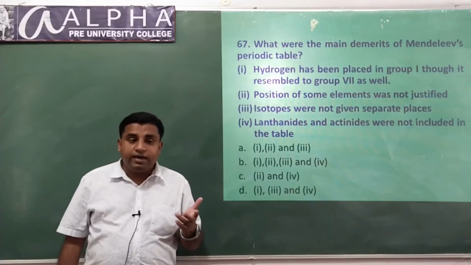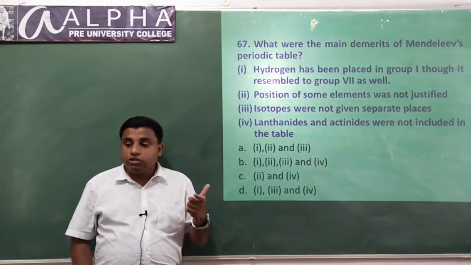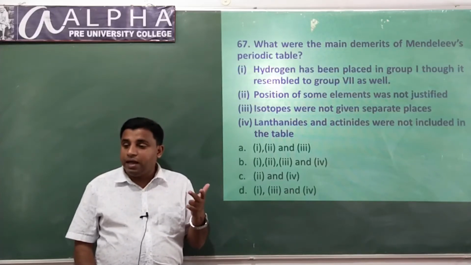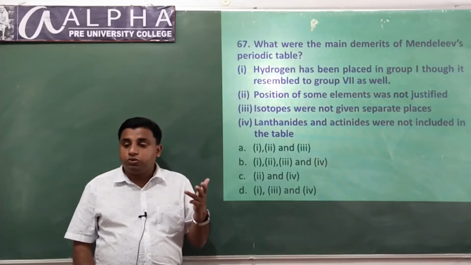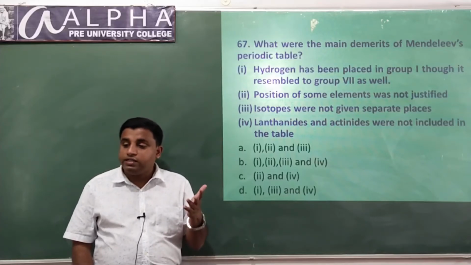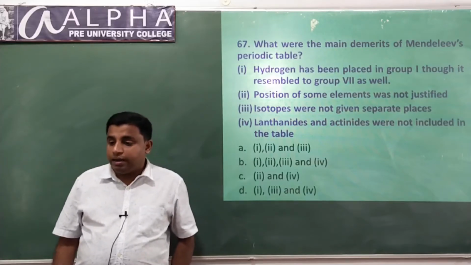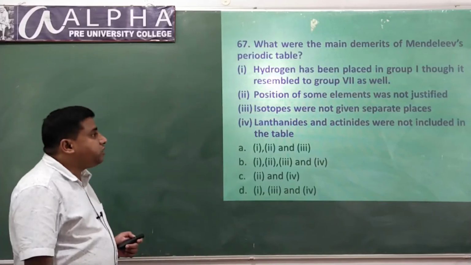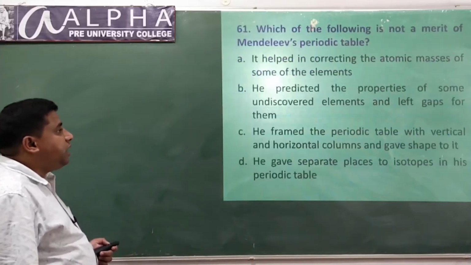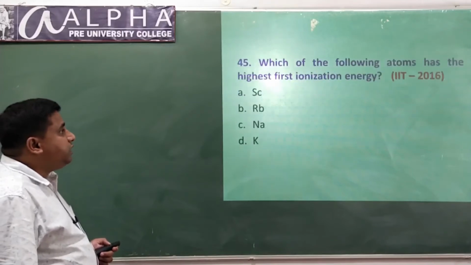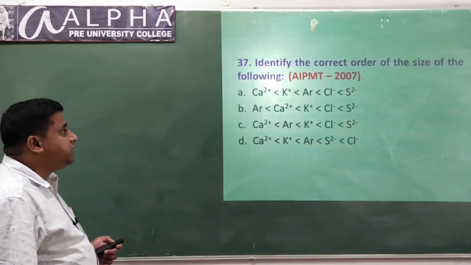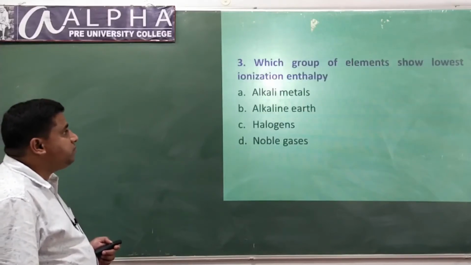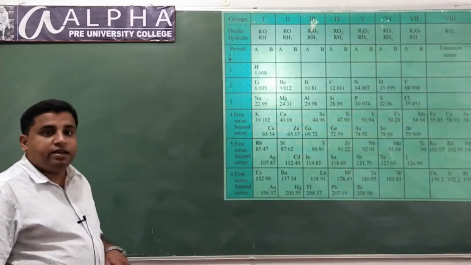Okay, look at the different demerits of Mendeleev's periodic table. Hydrogen has been placed in group 1, though it resembled group 7 as well. Position of some elements was not justified. Isotopes were not given separate places. Lanthanides and actinides were not included in the table. So we will go back to Mendeleev's periodic table. Yes, so this is Mendeleev's periodic table.